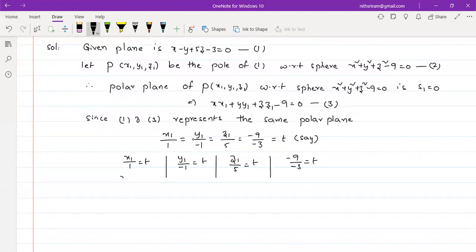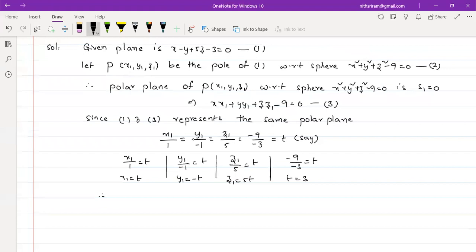So from this we can write x1 is equal to t, y1 is equal to -t, z1 is equal to 5t. And from this we can write t is equal to 3. So after getting the t value, we have to substitute the t value in x1, y1, z1. Here x1, y1, z1 is nothing but our required pole.